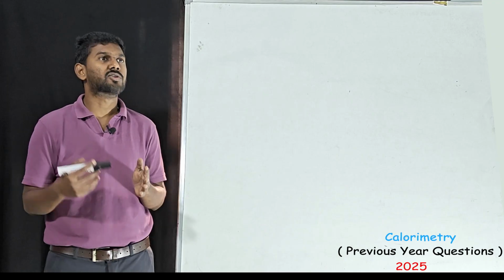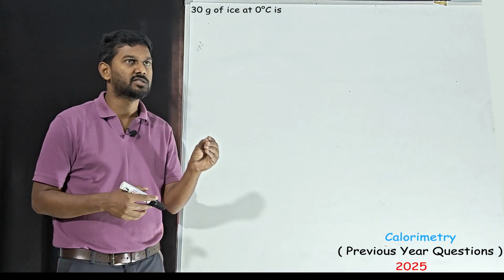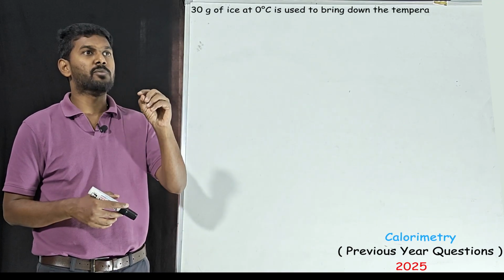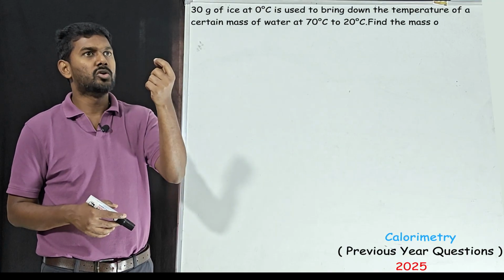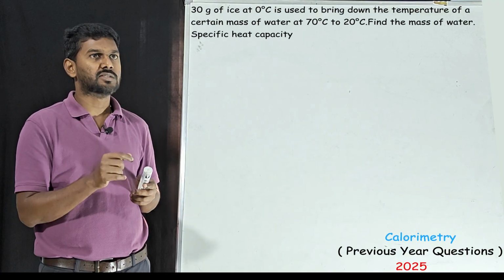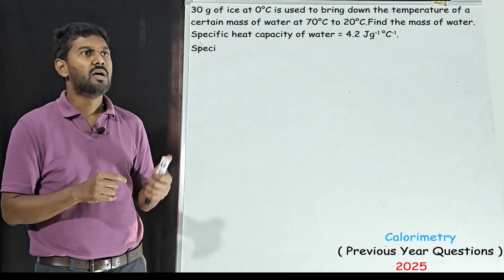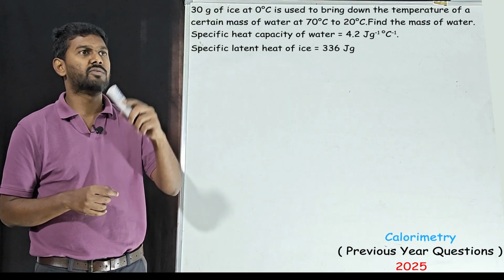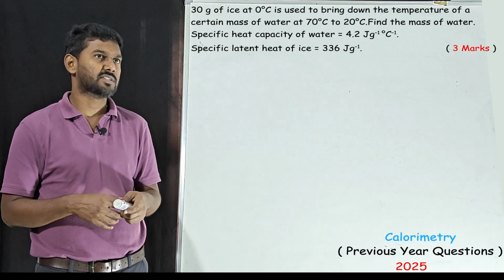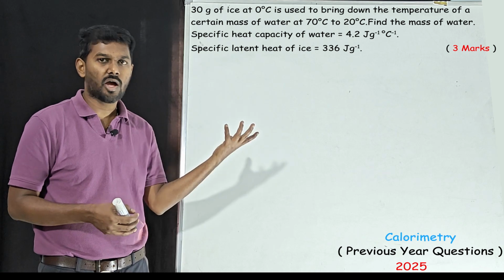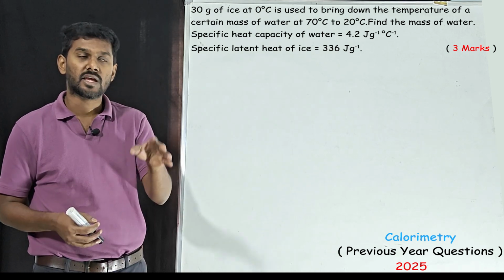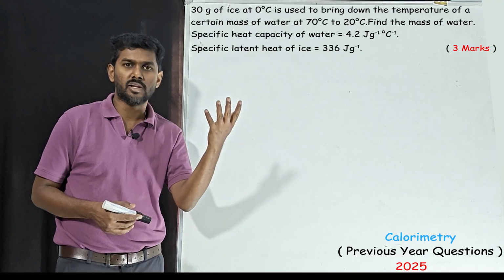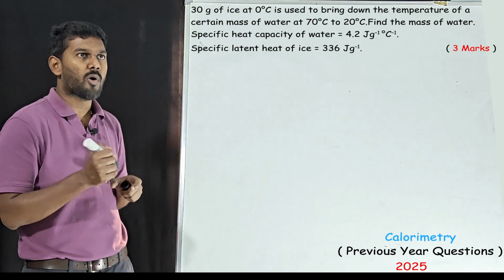That's it. Our next question: 30 gram of ice at 0 degree Celsius is used to bring down the temperature of certain mass of water at 70 degree Celsius to 20 degrees Celsius. Find the mass of water. Specific heat capacity of water is given, specific latent heat of ice is given. See, in previous questions, they used to ask to find the mass of ice. In this question they are asking us to find the mass of water.